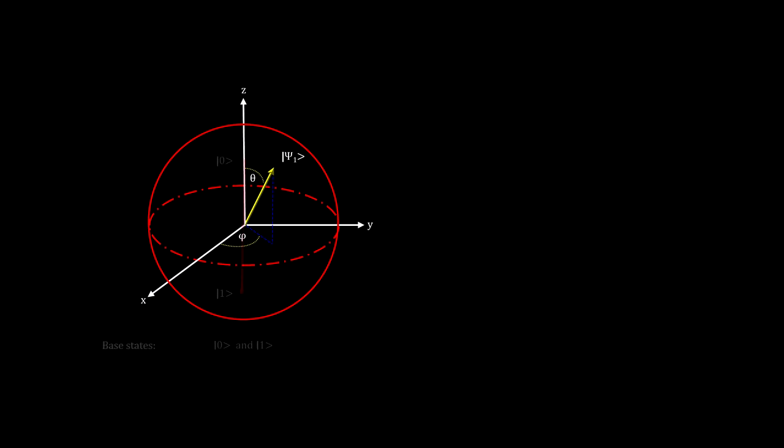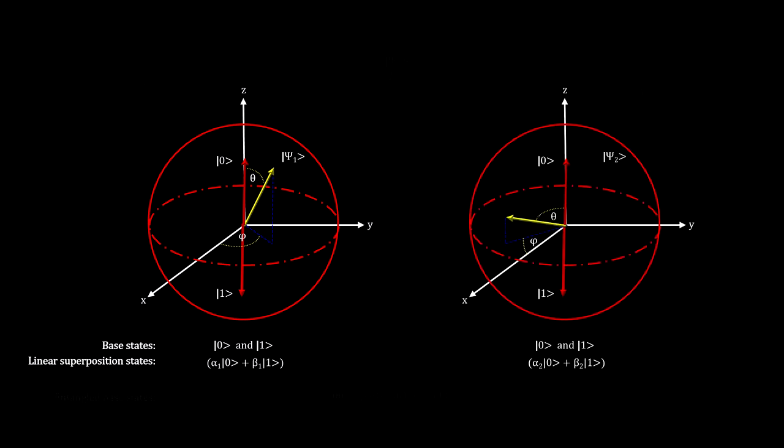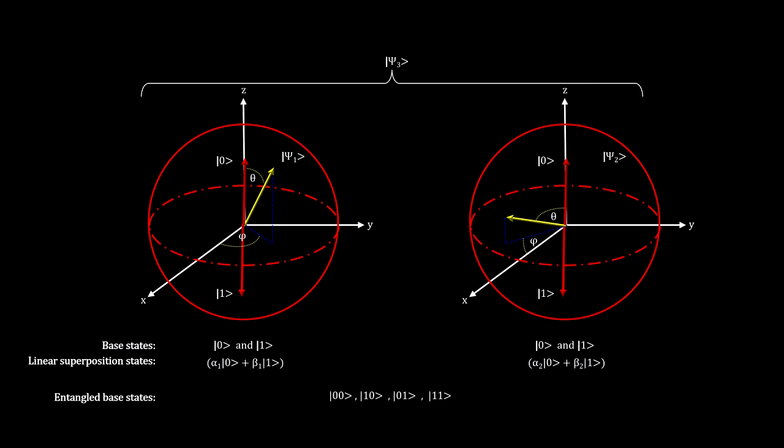With the understanding that particle-based quantum states can and do combine into linear combinations called superposition states, we can examine how these superposition states combine when particles become entangled with each other.